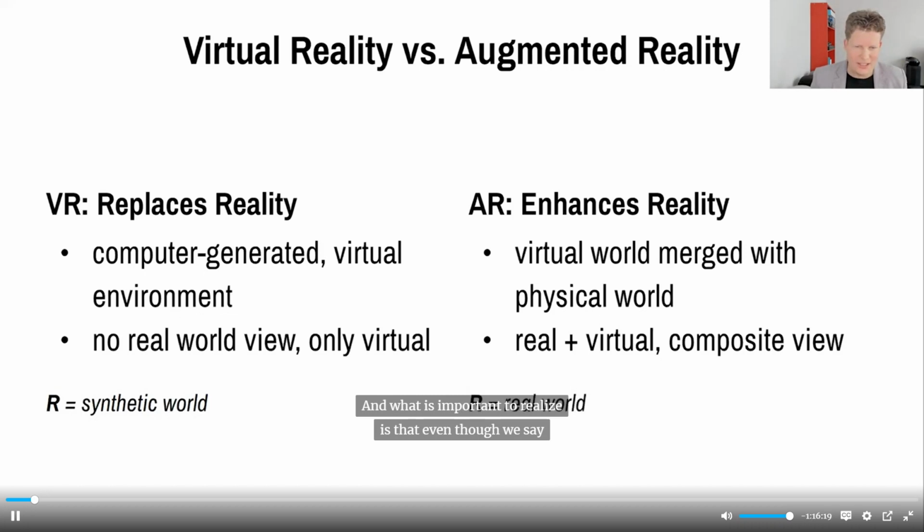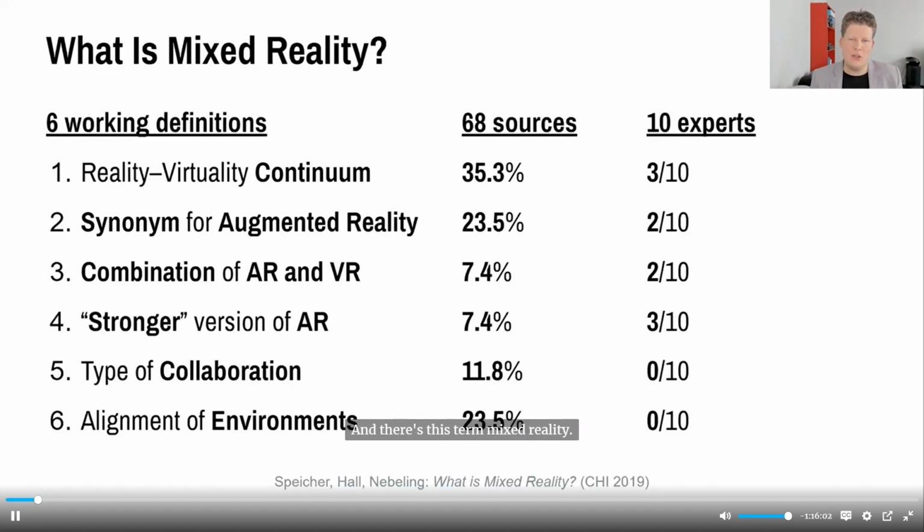What is important to realize is that even though we say AR/VR all the time, the R is actually not the same. In virtual reality, the R is a synthetic world, a computer-generated world. The R in augmented reality is, in fact, the real world that we augment and enhance. And there's this term mixed reality, and I've done a bit of research on that. It's been used a lot up until recently, and now we use a newer, popular term, extended reality or XR. There's some confusion around both of these terms.